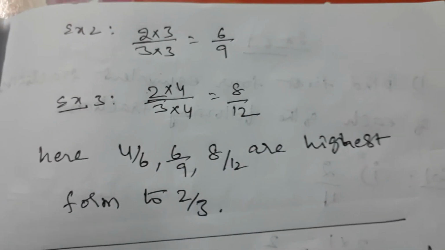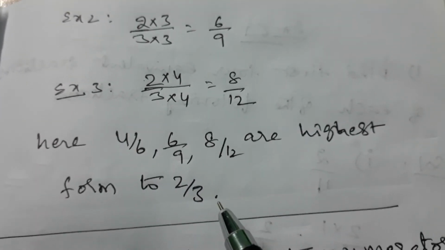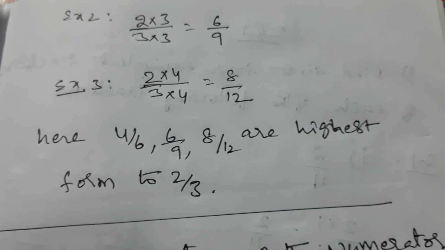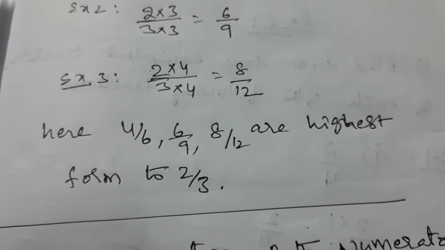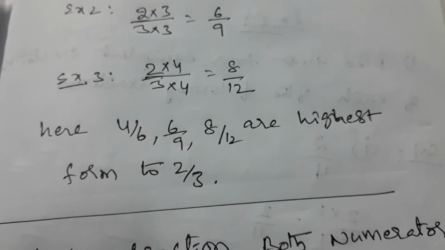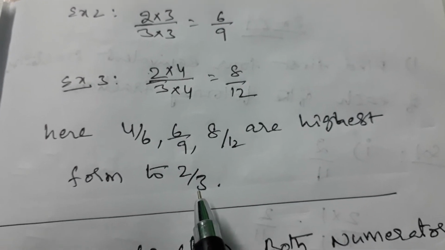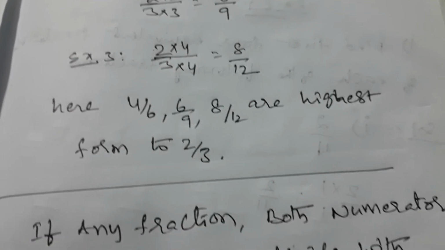So how do you get the higher form of any fraction? For any fraction, if numerator and denominator are multiplied with the same number, then you will get a new fraction. That new fraction is called a higher form of the original fraction. So these are higher forms of this 2 by 3, and all these have the same value.